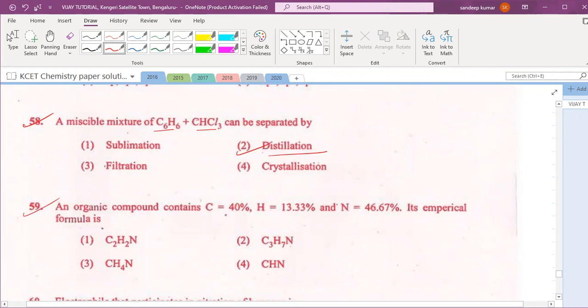Next, organic compound C contains 40% carbon, hydrogen 13.3%, nitrogen 46.6%. They're asking for the empirical formula. So you write the elements first: carbon, hydrogen, and nitrogen. The percentages are 40% carbon, 13.3% hydrogen, and 46.6% nitrogen. The atomic masses are 12, 1, and 14. Percentage divided by atomic mass: 40 by 12 gives almost 3.3, and 13.3 by 1 gives 13.3.